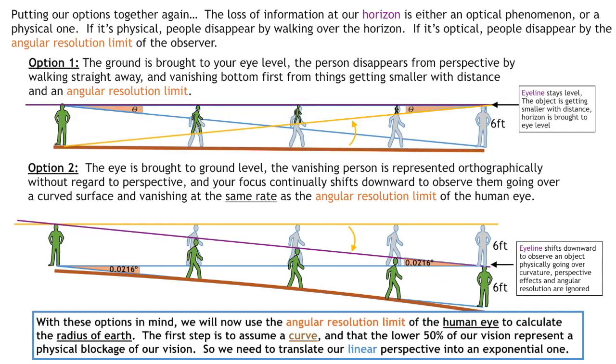And again, putting it together so you can see them side by side, the loss of information at our horizon, just to restate our argument, is either an optical phenomenon or a physical one. If it's physical, they disappear by walking over the horizon. And if it's optical, people disappear by the angular resolution limit of the observer. So with these options in mind, we will now use the angular resolution limit of the human eye to calculate the radius of Earth. The first step in doing this is to assume a curve, and that the lower 50% of our vision represents a physical blockage of our vision. So we need to translate our linear perspective into an exponential one.